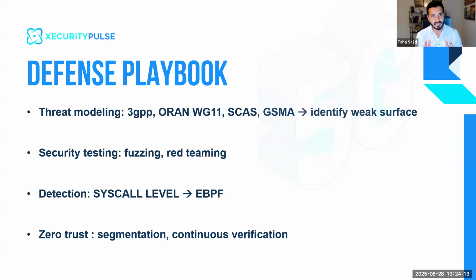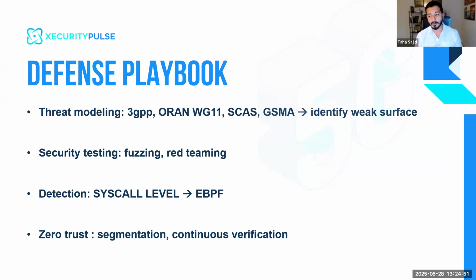This stack is being built by 3GPP standards, which are the telecom standards. Then we also have ORAN standards coming in. We have SCAS compliance. So make sure that your threat modeling techniques include all these security standards from the telecom world. And the output of the threat modeling is that you'll be able to identify the weak surface. For example, if my network is capable of withstanding a DDoS attack, but the authentication and authorization checks are not properly implemented, then there is a weak point in my network, right?